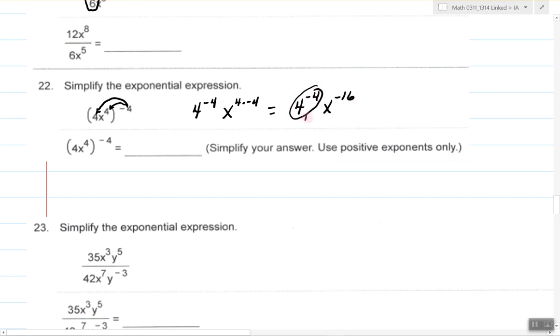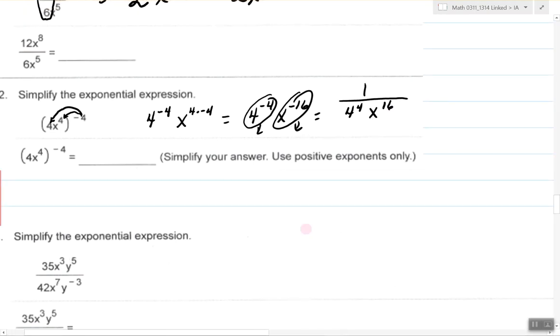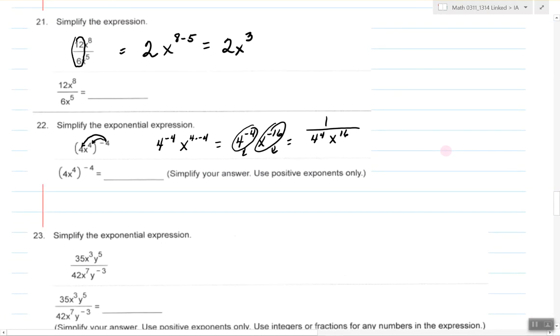This factor is going to move down, and this factor is going to move down. That means I have a 1 left on top, 4 to the positive 4th power, x to the positive 16th power. And then if I need to know what 4 to the 4th power is, off screen I can do that, and I get 1 over 4 to the 4th power is 256, x to the 16th power.